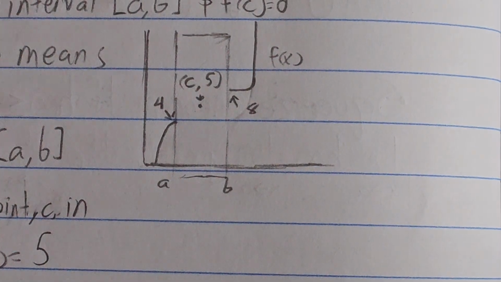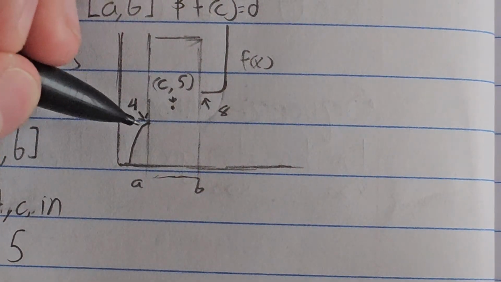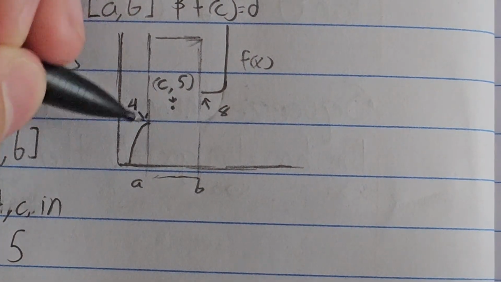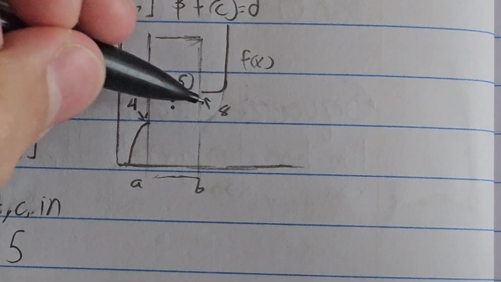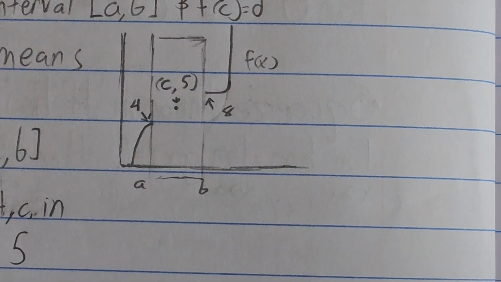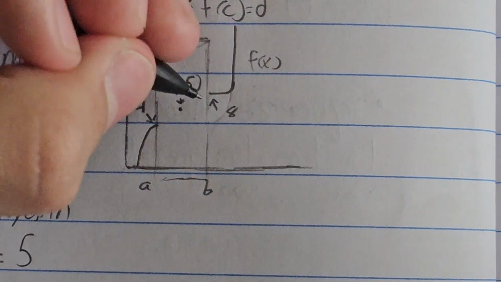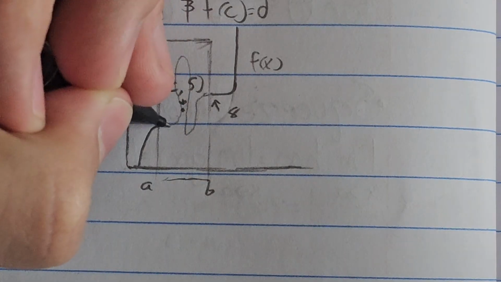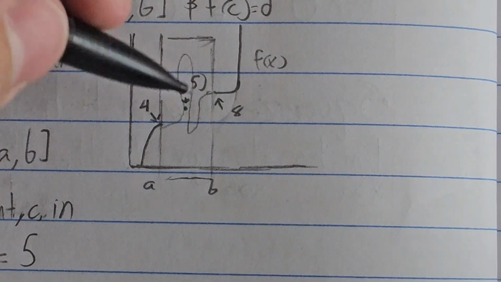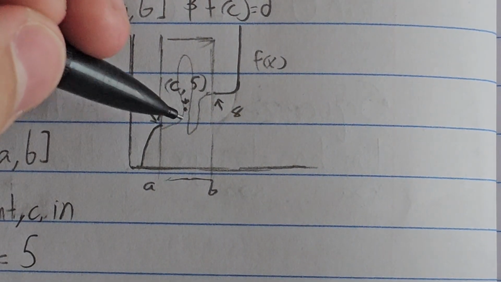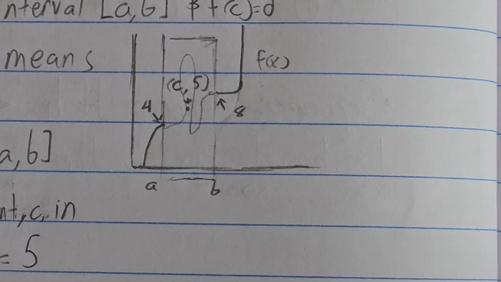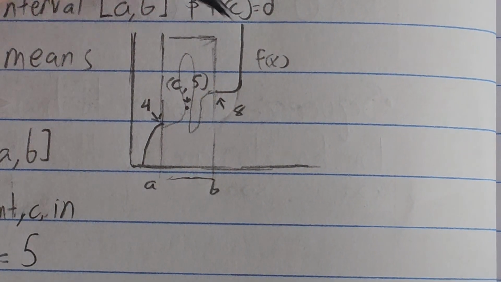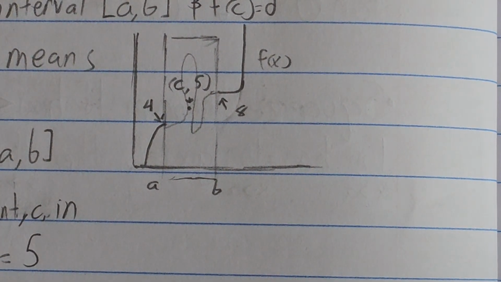I have a function right here. At a, the function equals 4, and at b, the function equals 8. If this is continuous, there must be some time, at least once, where f of c is equal to 5, right? At one point, this thing has to go through 5, is the idea.